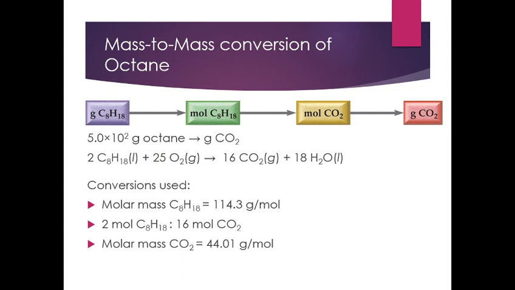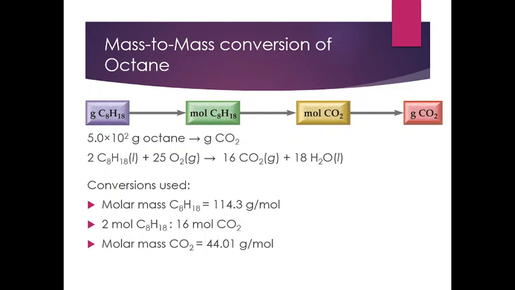So 5.0 times 10 to the 2 grams of octane is what we are starting with. Grams of CO2 is what we want to end up with. Using the balanced chemical equation, we know the ratio is 2 octanes to 25 oxygens to 16 carbon dioxides to 18 waters. So the conversion that's necessary for us is that there are 2 moles of C8H18 to 16 moles of CO2.